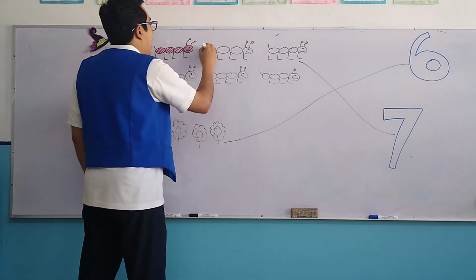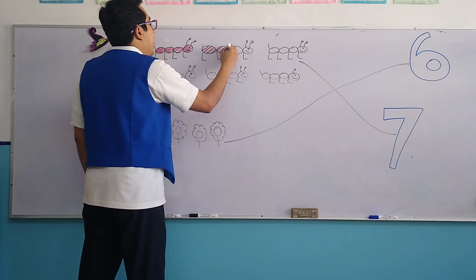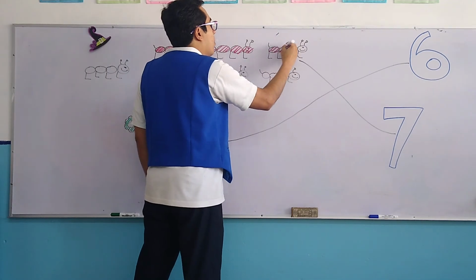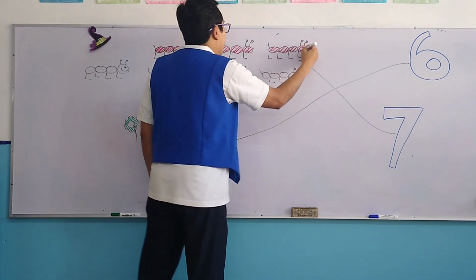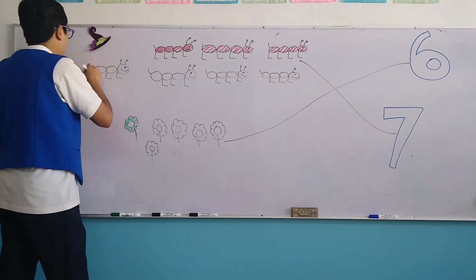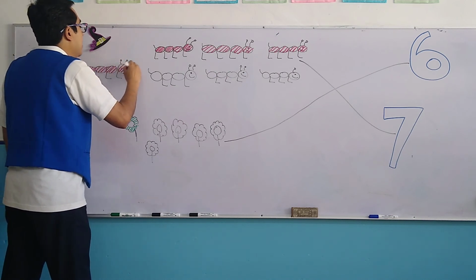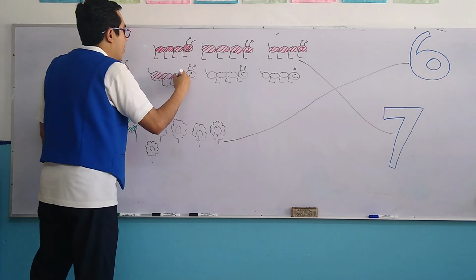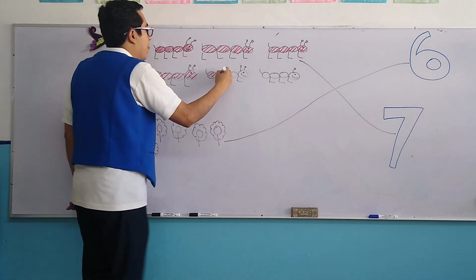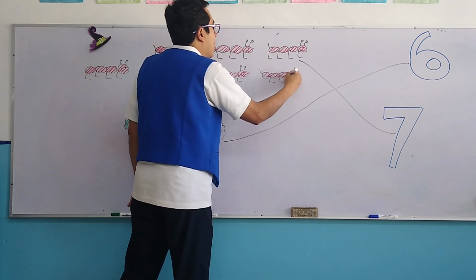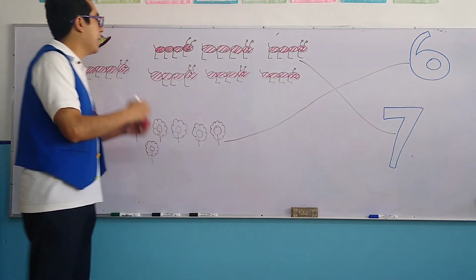Ants. Ants are color red. Ants are very small. And ants are color red.